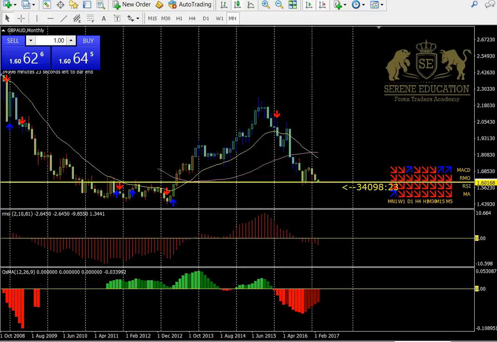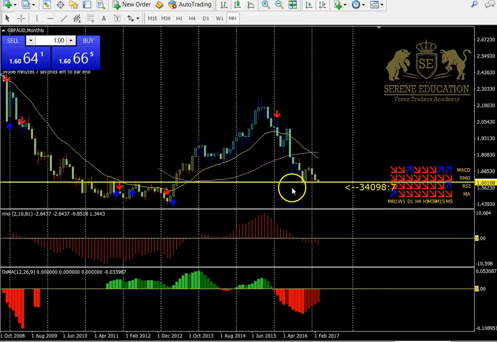Today is the 7th of March and I'm taking a look at the pound Australian dollar on a monthly time frame using Serene Education's FX Ultimate 4 strategy. Here we can see by the matrix box it is primarily red and prices trading below the 200-day moving average on all time frames except for the monthly.